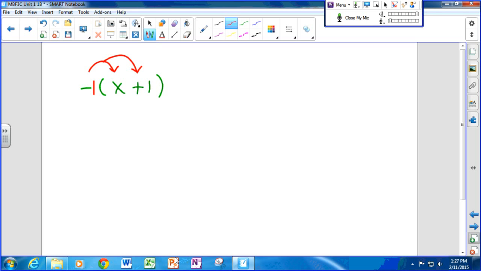So what this really comes out to is negative 1 times x, which is negative x, and then negative 1 times negative 1, which is negative 1. And in effect, what the negative sign does is it flips around the sign of everything in the brackets, if it's just negative 1. Okay?